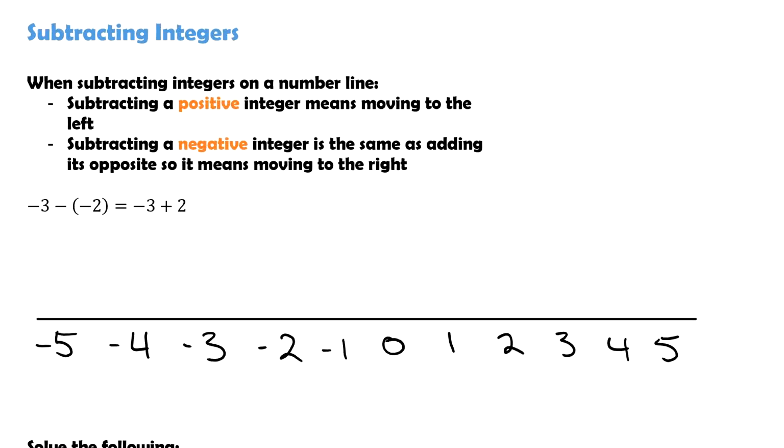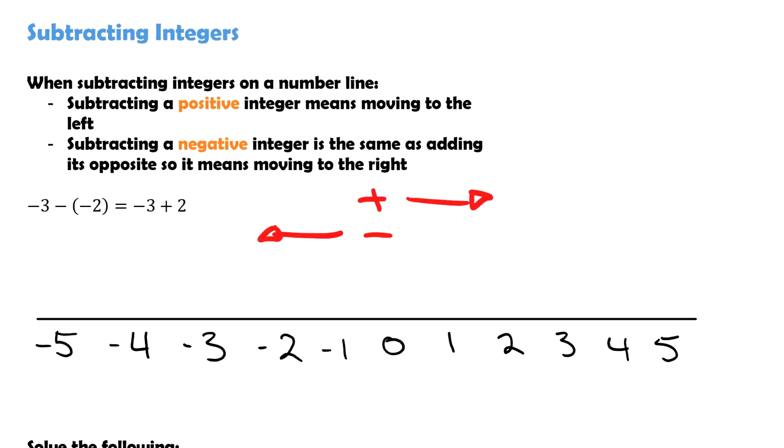In this video, we're looking at subtracting integers. So when subtracting integers on a number line, subtracting a positive integer means moving to the left, and subtracting a negative integer is the same as adding, so it moves to the right. So if we draw that out, remember plus goes to the right, subtracting goes to the left.